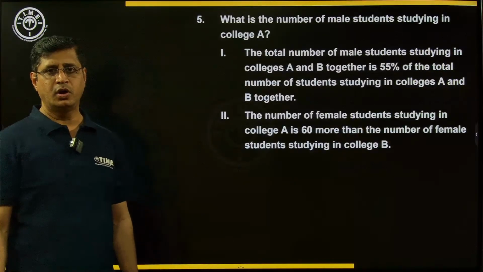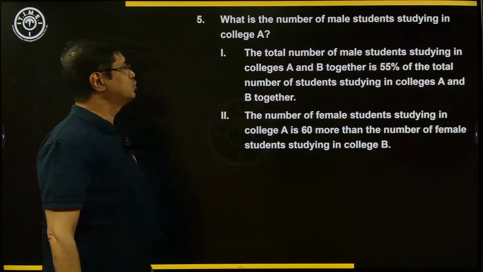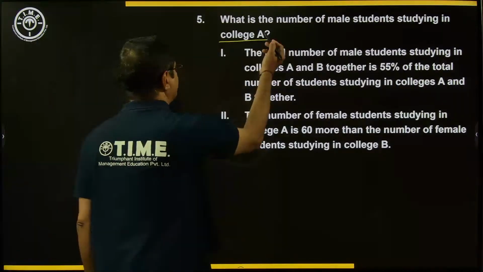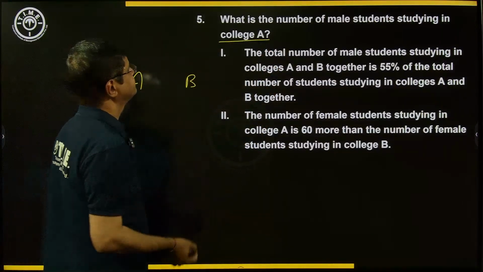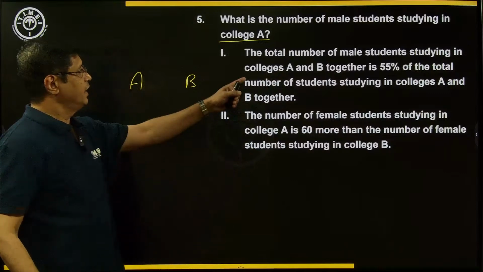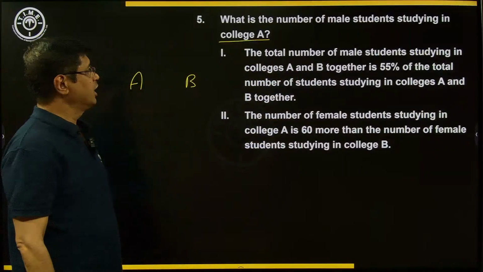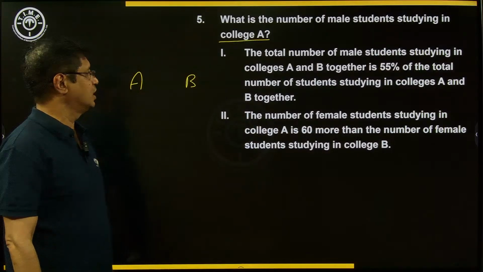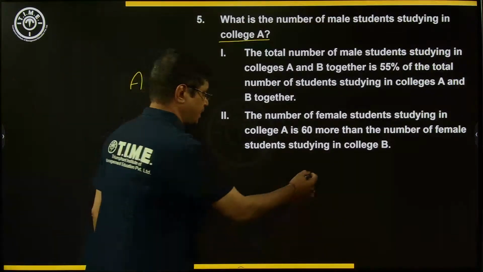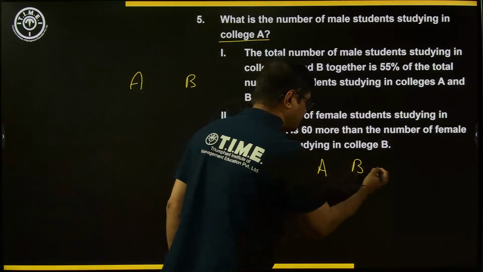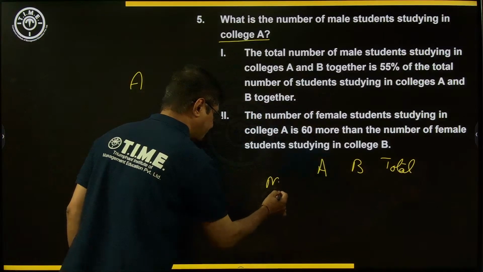Now, next example on your screen. What is the number of male students studying in the college A? 2 colleges, A and B. Okay, A and B are the 2 colleges here. Look at statement 1. The total number of male students studying in colleges A and B together, 55%. A and B are the 2 colleges, and the total number of students, if you observe, male and female.